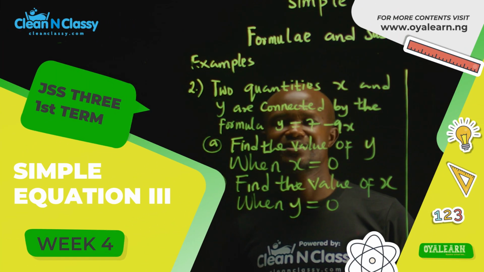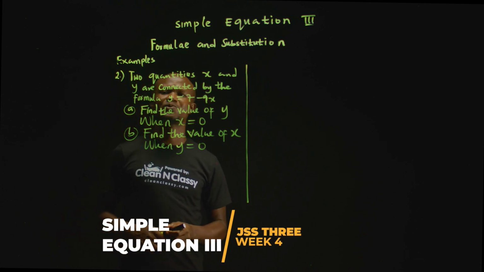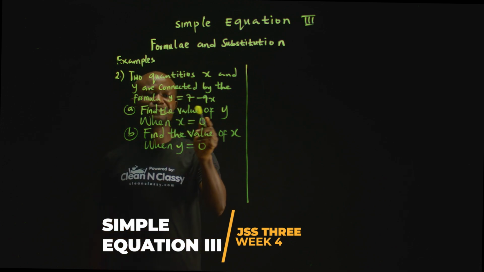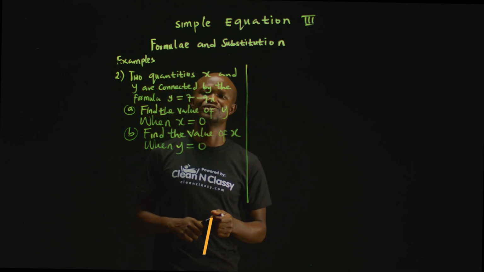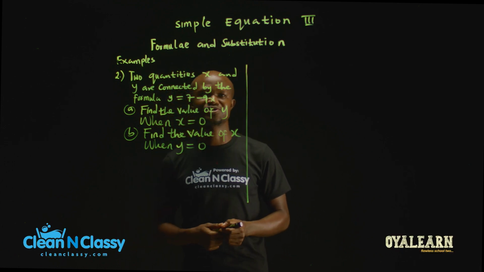Two quantities, x and y, are connected by the formula y equals 7 minus 9x. A. Find the value of y when x equals 0. B. Find the value of x when y equals 0. Solution.